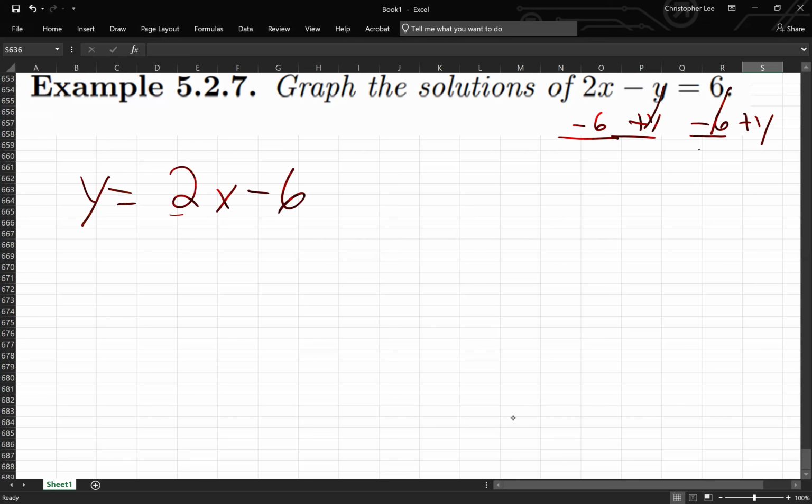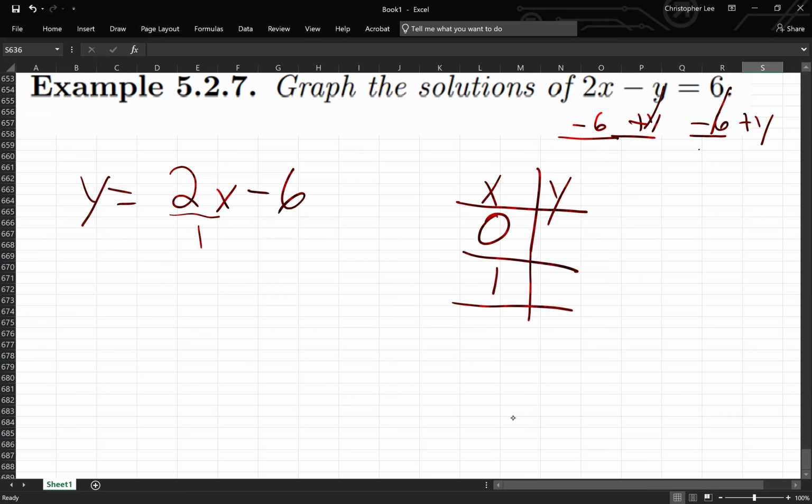You know that 2 is like 2 over 1. So you already know, I'm going to make my table of values. What do I have? Definitely 0. What else? 1 and then -1, right? Plug them in, tell me what you get. So 0 gives -6, 1 gives -4, and -1 gives -8.